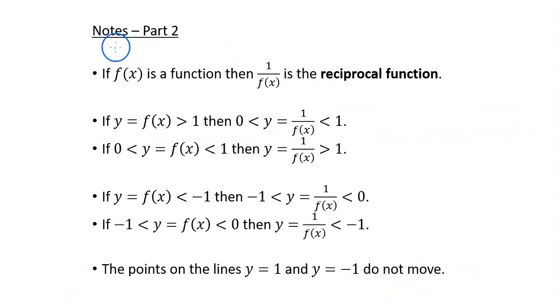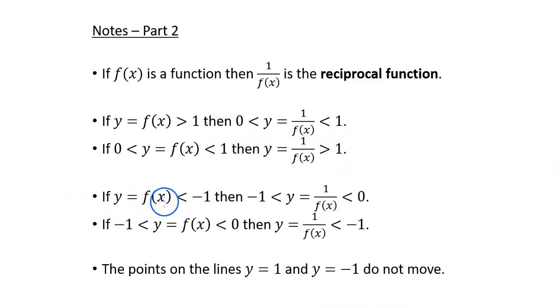And just a few more notes about it. If f of x is a function, then 1 divided by f of x is called the reciprocal function. If y equals f of x is greater than 1, then that means that 0 is less than y equals 1 divided by f of x, which is less than 1. If 0 is less than y equals f of x, which is less than 1, then that means that y equals 1 divided by f of x is bigger than 1. So these are just properties of numbers.